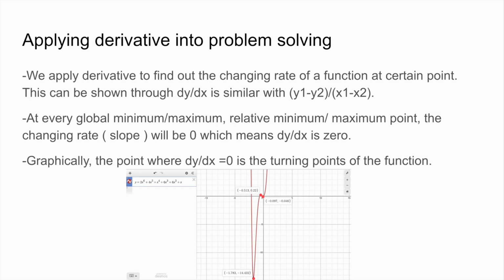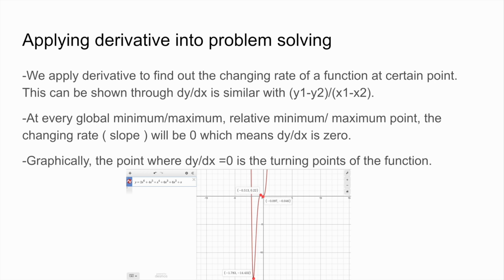Thank you. So for today, we'll be applying derivatives into problem solving. Derivative is a tool we use to find out the changing rate of the function at a certain point on the plane. And this can be shown through dy over dx, which is similar to delta y over delta x, which is y1 minus y2 divided by x1 minus x2.